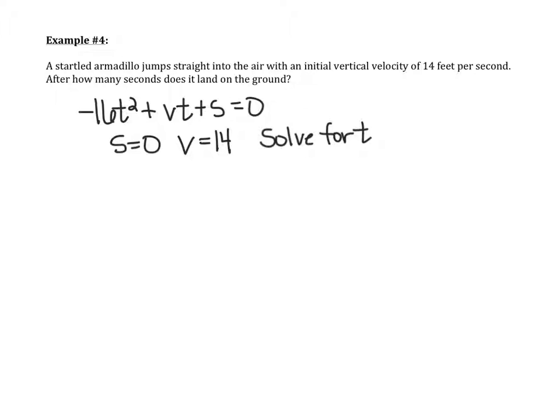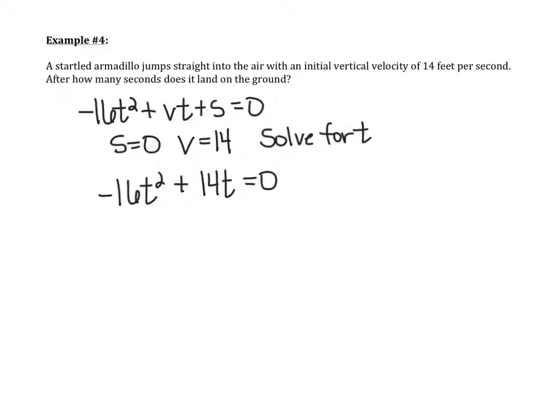We would have negative 16t squared plus 14t. We could put plus 0 in here, but we don't really need to because that would just be redundant. And we're going to set it equal to 0 because, again, when it says after how many seconds does it land on the ground, it would be back on the ground at a height of 0. So that's why we're setting it equal to 0. Now we need to turn this into a product so we can apply the zero product property.